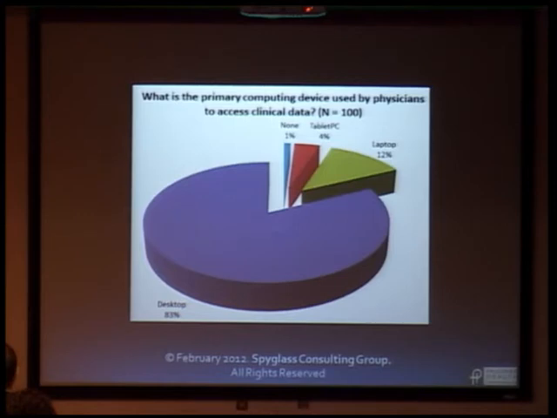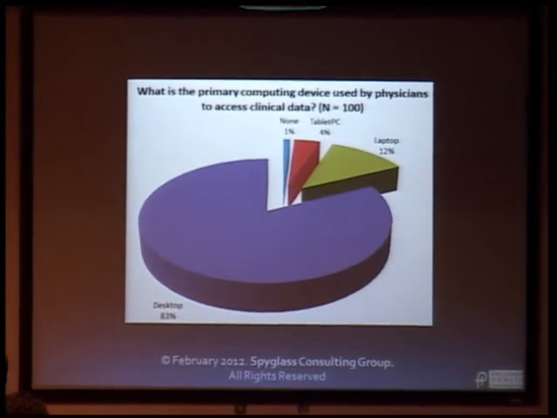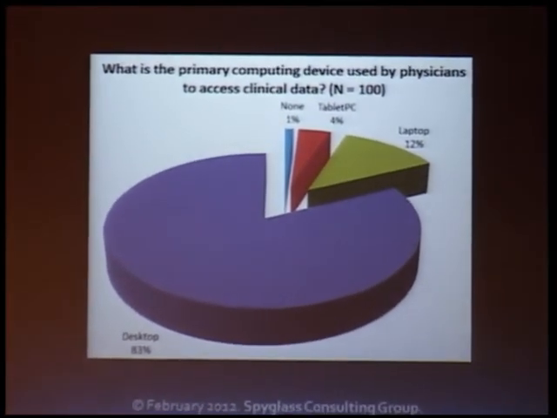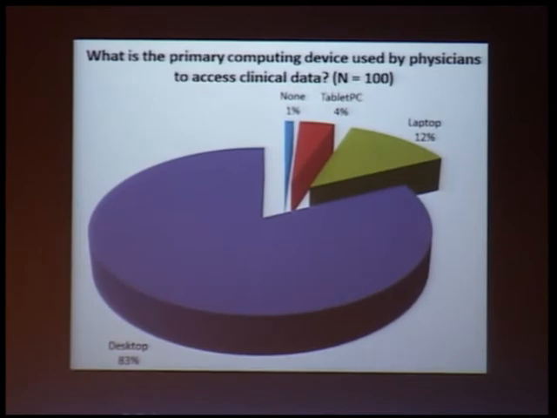Okay, 83% it's desktop. 83% of these physicians are accessing clinical information on desktops, 12% on laptop, which is essentially the same thing. So 95% of data is primarily being looked at through traditional laptops and cabled computers, with tablets and none comprising the other 5%.